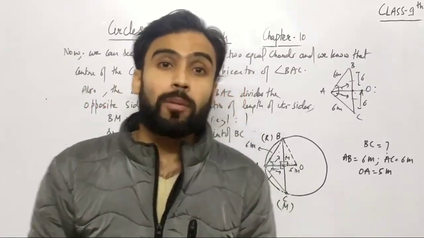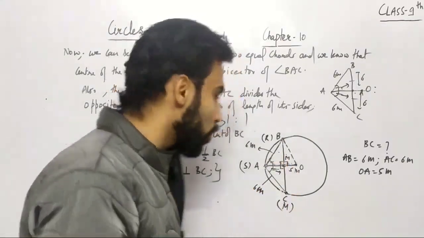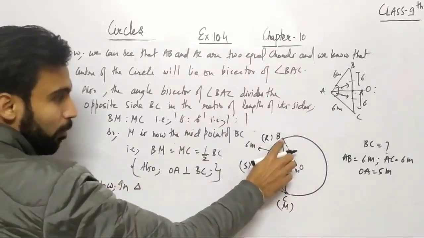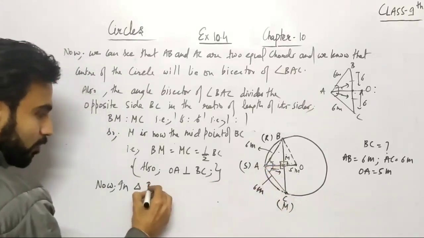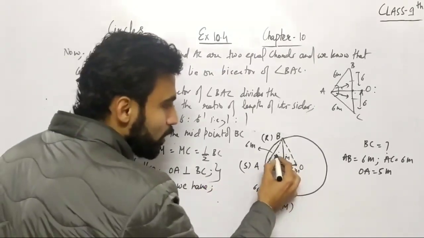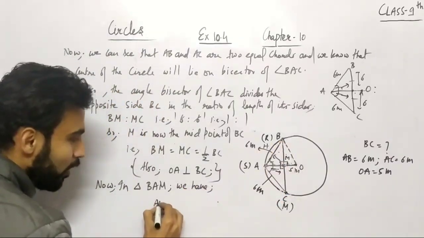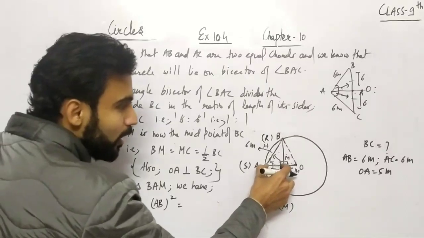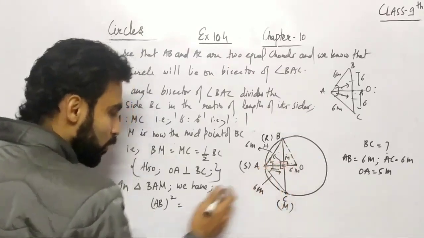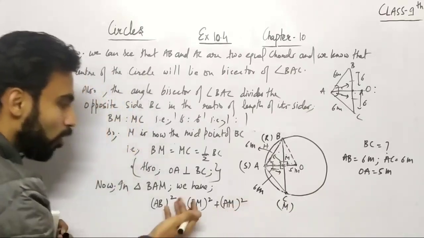So one by one I'm going to apply the Pythagoras theorem on these two right angle triangles, right? So starting off, सबसे पहले मैं यहाँ पे now in triangle you can see BAM, we have, you can see now हमें पता है कि 90 के अपोजिट साइड क्या होती है, hypotenuse. So that is the hypotenuse. So that means कि hypotenuse कौन सी है, AB. So AB square is equal to, you can see this is the base and this is the perpendicular. So P square plus B square. So यानी कि BM square plus AM square.